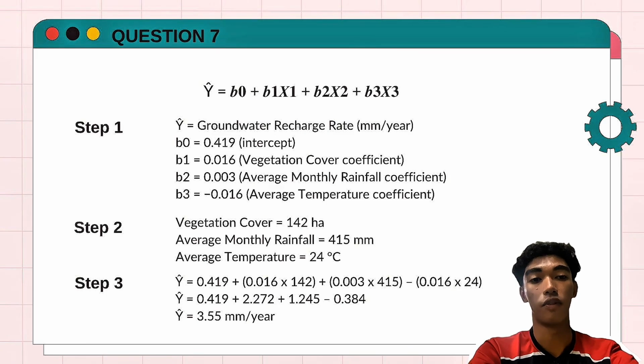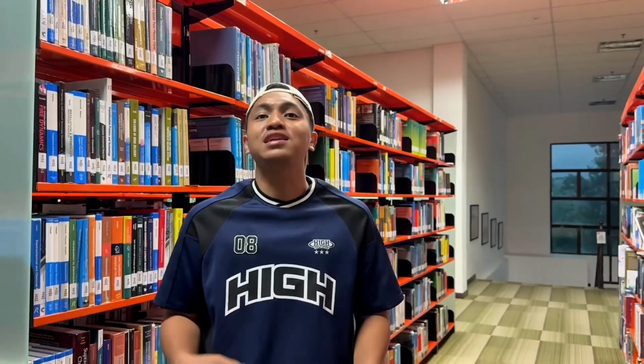Now, let's substitute the values into the equation. Finally, the predicted groundwater recharge rate is y hat equal to 3.55 mm per year. This value represents the expected recharge rate based on the given environmental conditions. In conclusion, our analysis shows that vegetation cover is the most significant factor influencing groundwater recharge rate. The model has a high R² value and is suitable for prediction and water resource planning.